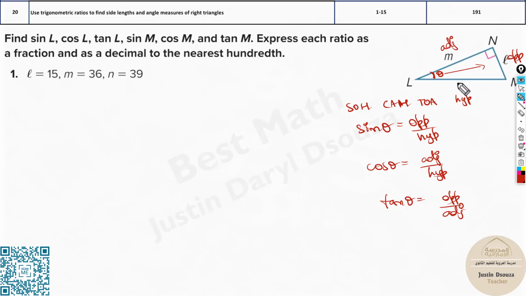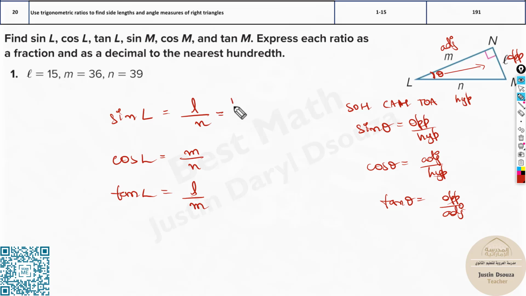I'll write it in terms of L and then I will write it out. Sine L will be equal to opposite by hypotenuse. Cosine L will be equal to adjacent, that is M, by N. And lastly, tan L will be equal to opposite, that is L by M. Now you just substitute the values here. L is 15, N is 39. Here we have 36 by 39, and lastly we have 15 by 36.